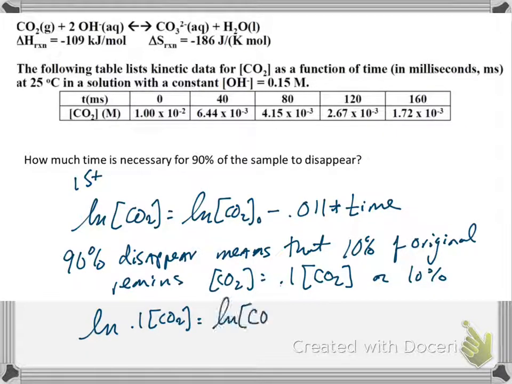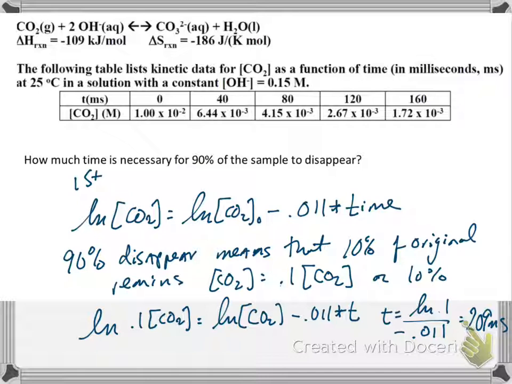We plug these numbers in to the integrated rate law, and we can solve for time. So it's the ln of 0.1 divided by 0.011, and we get 209 milliseconds. Keeping in mind that whatever units time is in, that's what our value is going to be in. So using the integrated rate law, we can answer this question once we have the analysis of k.